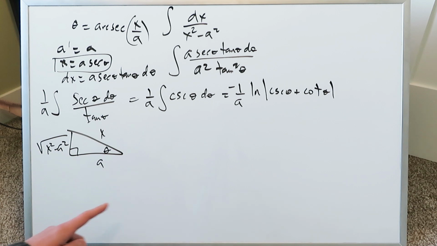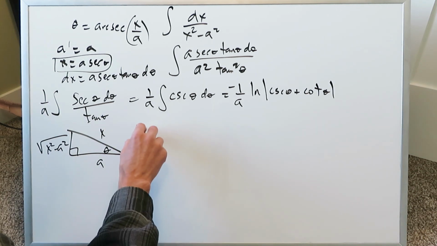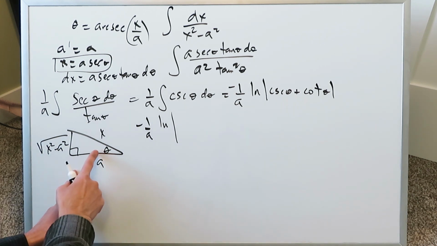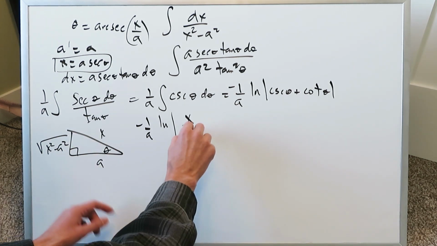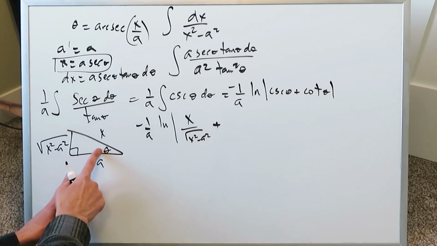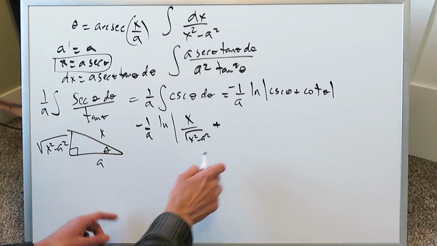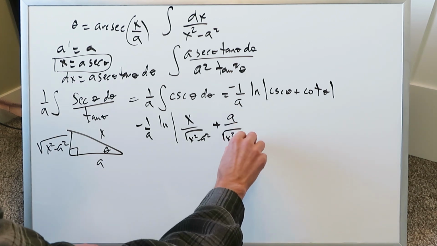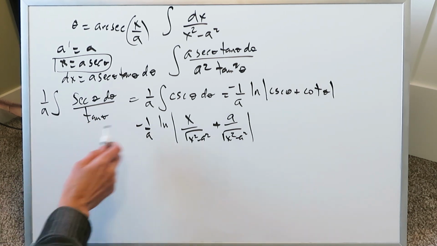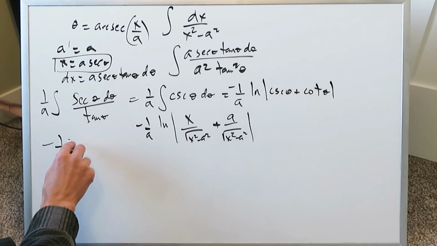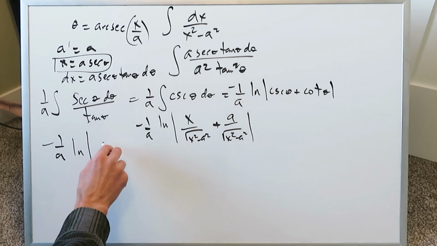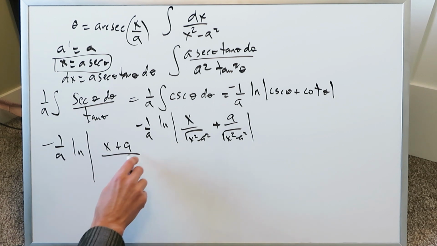Now utilizing these relationships, you bring everything into this form. You'll have minus 1 over a, and then natural log. Cosecant of this theta, based on this triangle, will be x over root of x squared minus a squared, plus cotangent, which utilizing this triangle will be a over root x squared minus a squared. Let's consolidate everything here within the absolute value. You have minus 1 over a natural log. Remember, this is the entire procedure we're utilizing to develop that formalized template. Then we'll show you a better way of doing it.